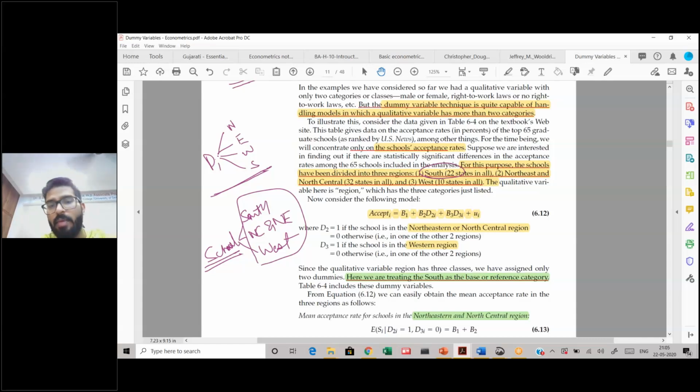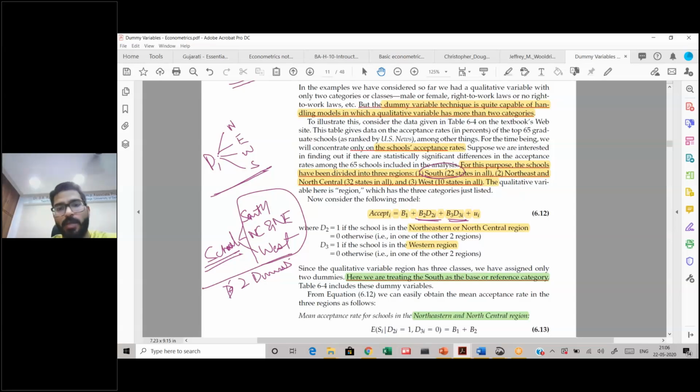So again, remember, if you have a categorical variable which can take 3 particular values, in that case you will introduce 2 dummy variables. So in this case you will have a D2i and a D3i. You will introduce 2 dummy variables, and you will have a base category.